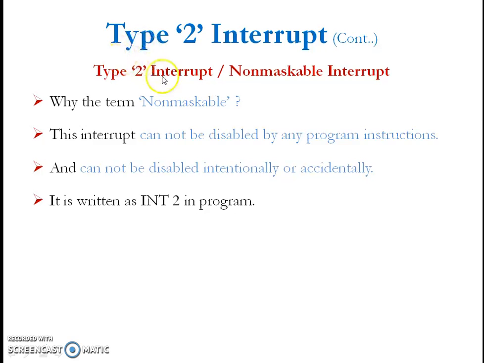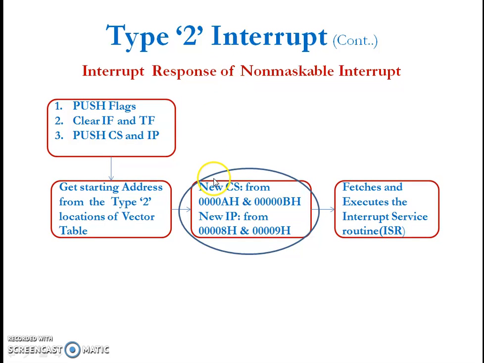The third interrupt is type 2, which is non-maskable interrupt. So why the term non-maskable? It cannot be disabled by any program instructions, accidentally or intentionally. You can use INT 2 in the program to execute this type 2 interrupt. Here is the interrupt response of non-maskable interrupt. The ISR written for non-maskable can be obtained from these locations of the interrupt vector table.